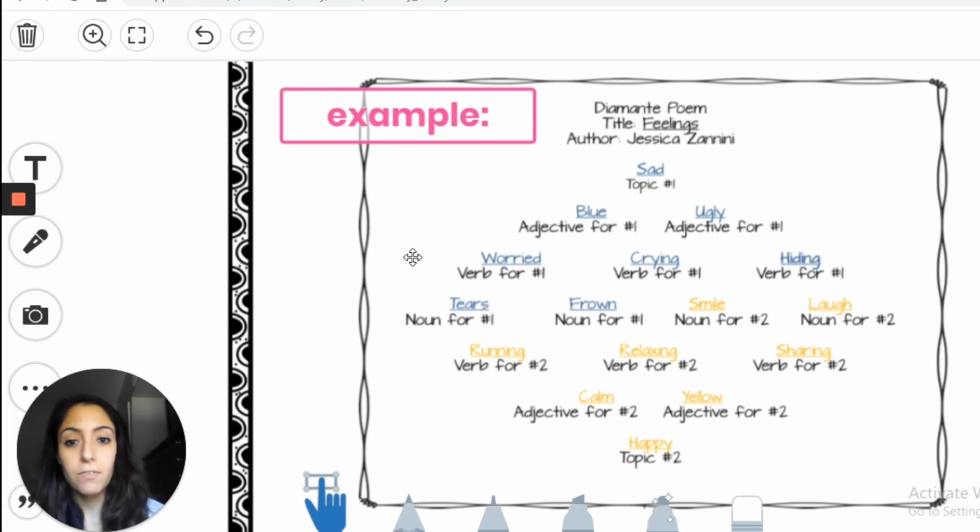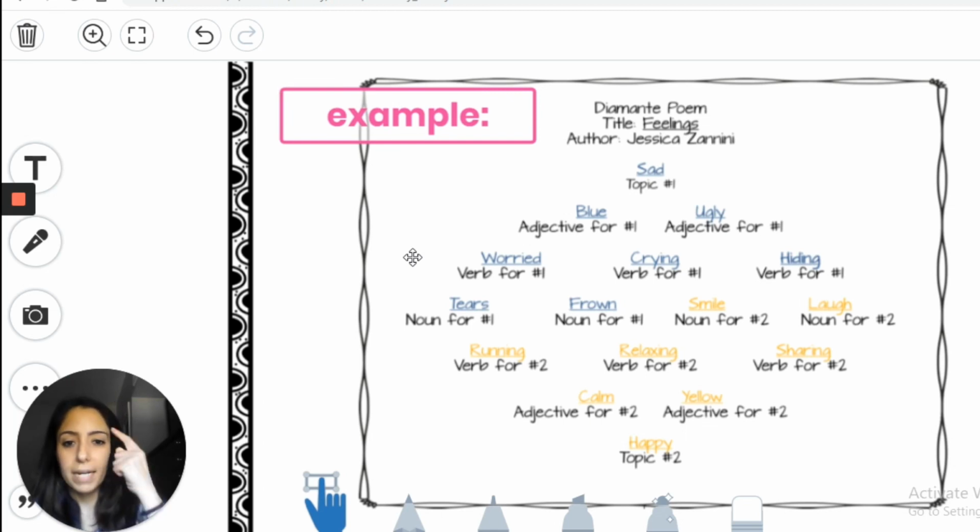So try to make your verbs, your actions, end in ing. For this one, she's thinking of 3 verbs that relate to being sad. You could say worried, or if you wanted to change it to ing, worrying, crying, hiding. Those are all things you might do, actions or verbs, when you're sad.